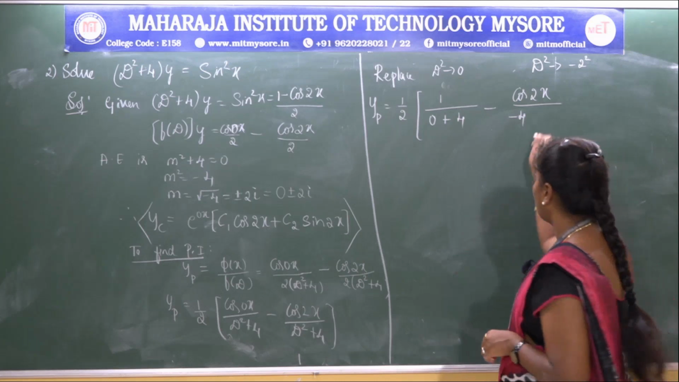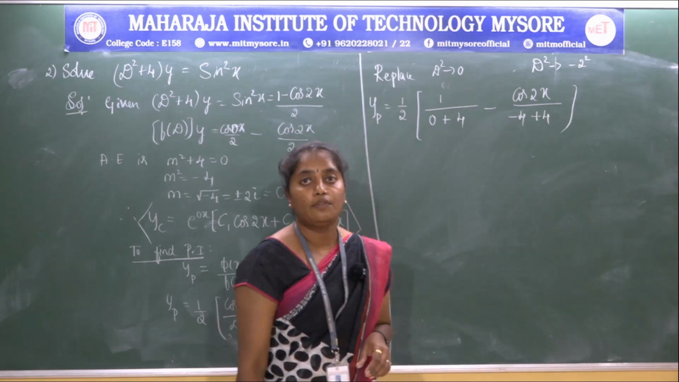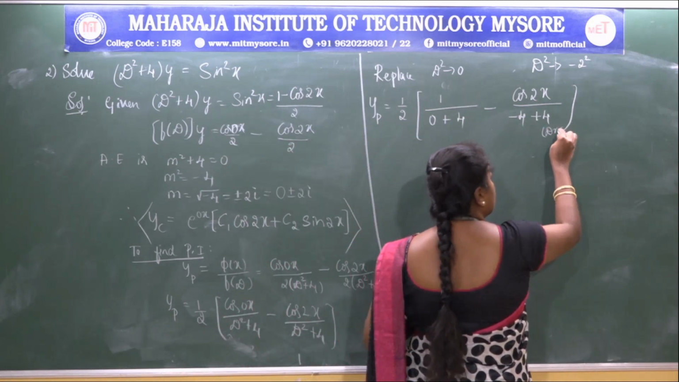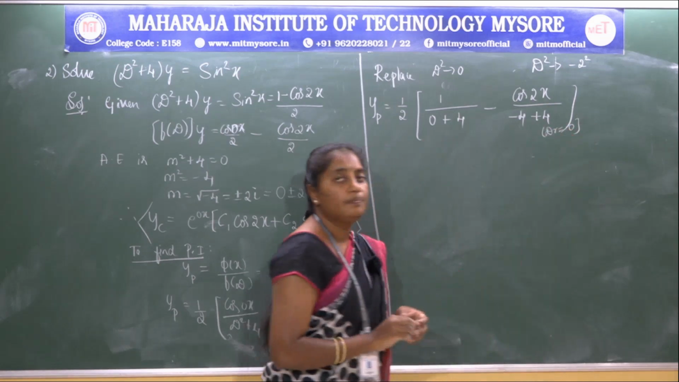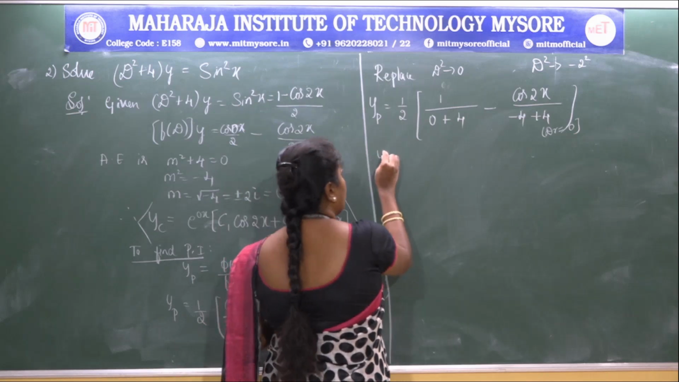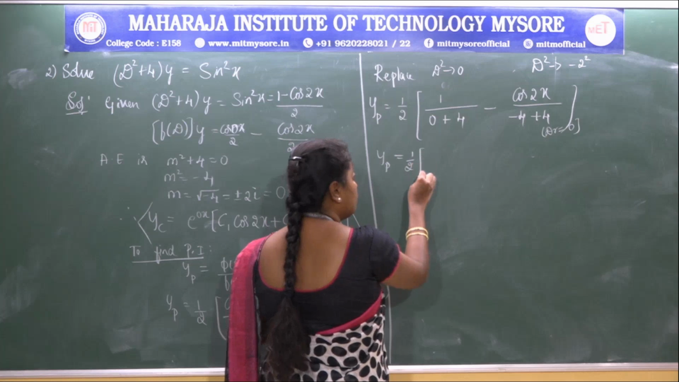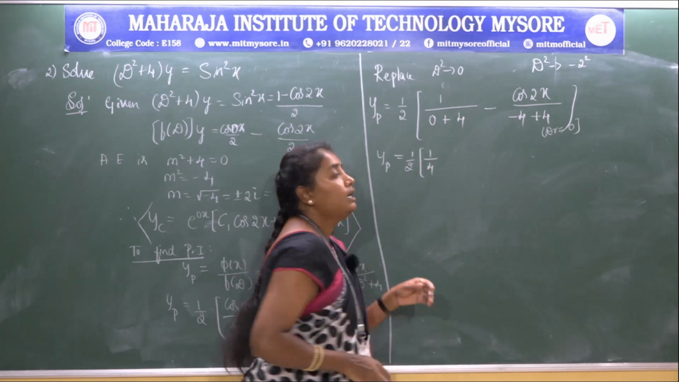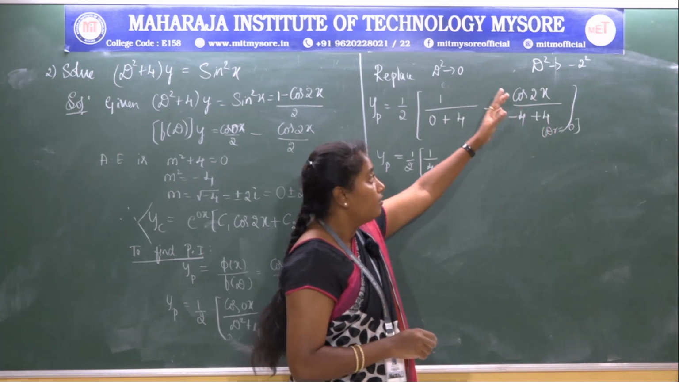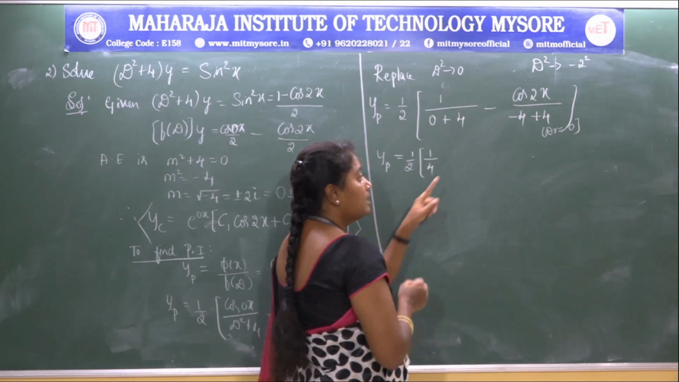we get minus 4 plus 4, and the value of minus 4 plus 4 is 0, that is, the denominator of the second term is equal to 0. That means we have to continue further. yp is equal to 1 by 2 into 1 by 4. Since the denominator value is 0 in the second term, we have to continue with that part only, and write the first element as it is.